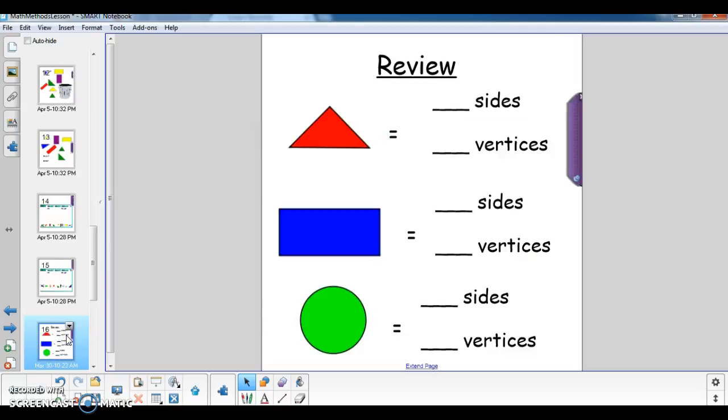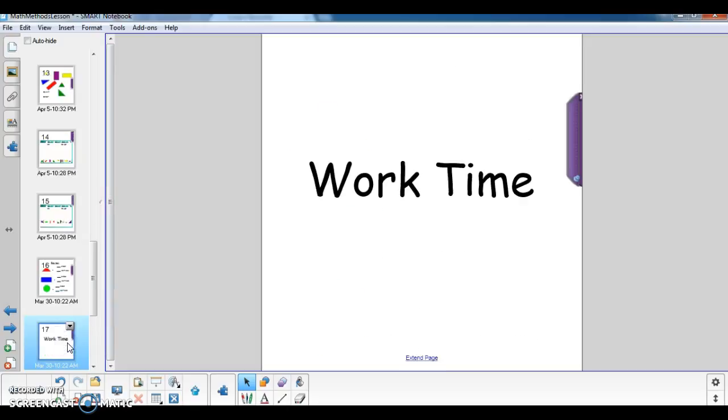And then to wrap it up, I'll have the students review how many sides are in the triangle, the rectangle, and then the circle. Obviously there's 0 sides and vertices. And then I'll give them work time to work on their on your own worksheets.